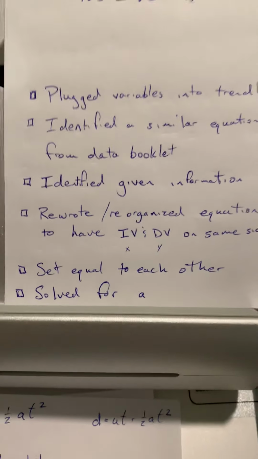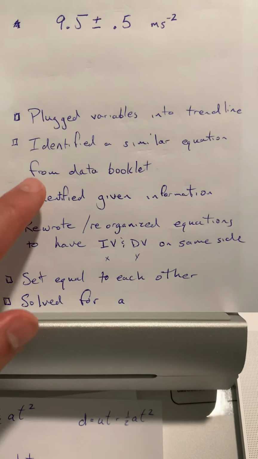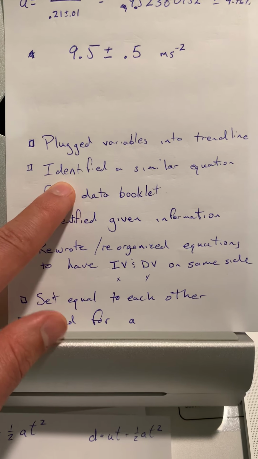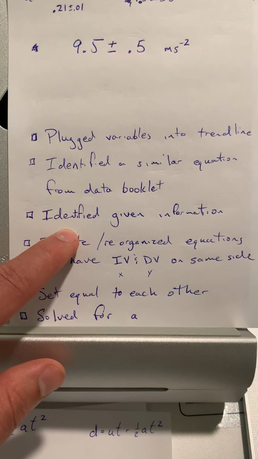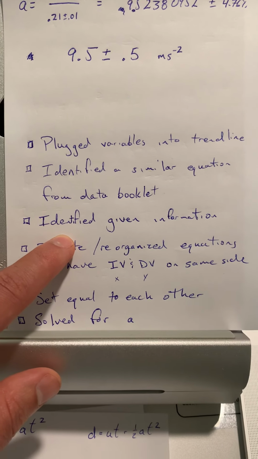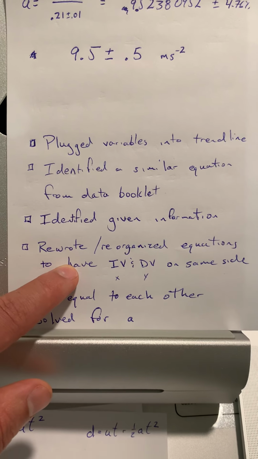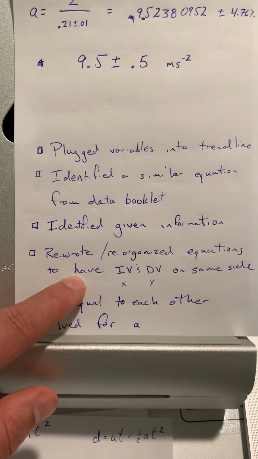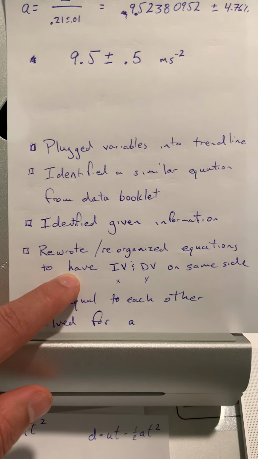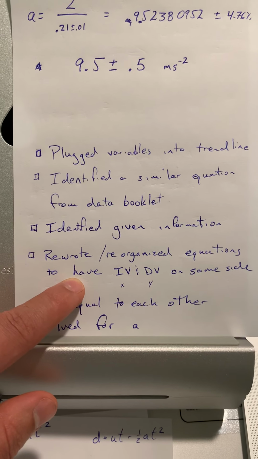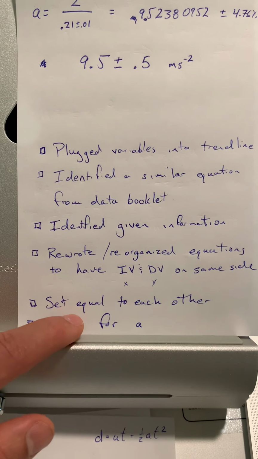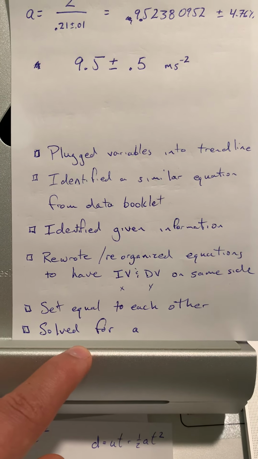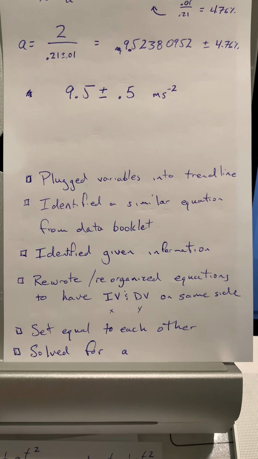Now, to recap, what I did was I plugged in my variables into the trend line. So instead of x and y, I now had the real variables that I was working with. I identified a similar equation from my data booklet. I then identified the given information or information I already knew, such as beginning speed. I rewrote or reorganized both equations to have the independent variable and dependent variable on the same side, because I know those two things should be the same in both cases, which then allowed us to set both equations equal to each other and then to solve for a. So that's the process you can go through to figure out your acceleration due to gravity.